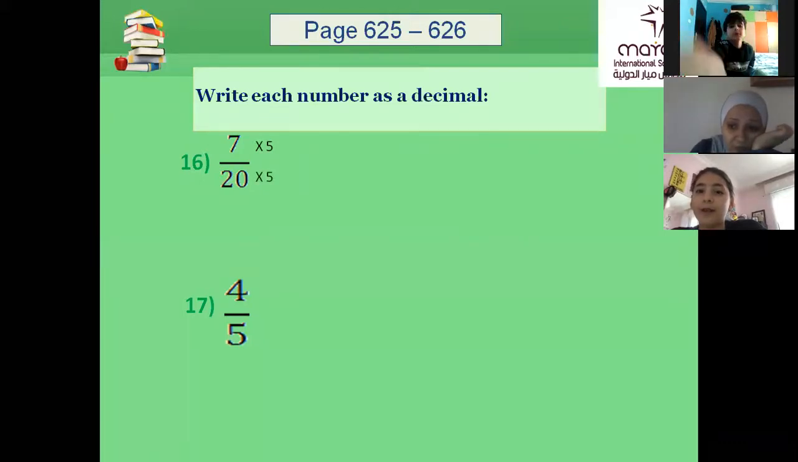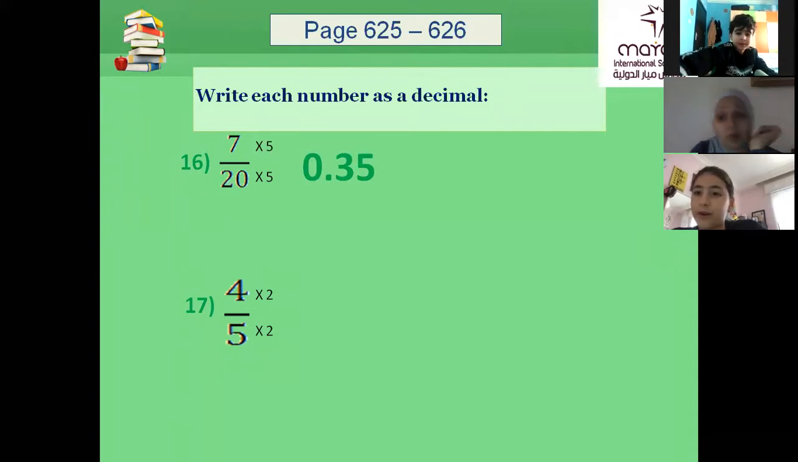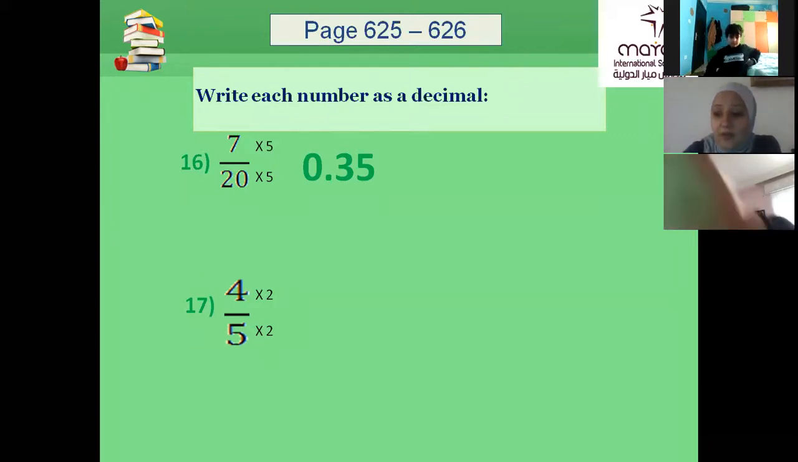It will be 35. Okay, so what will we get now? How do we read it as a decimal? 0.35. How do we read it? 0 and 35 hundredths. Right? Yes. Awesome. Can you do the other one?